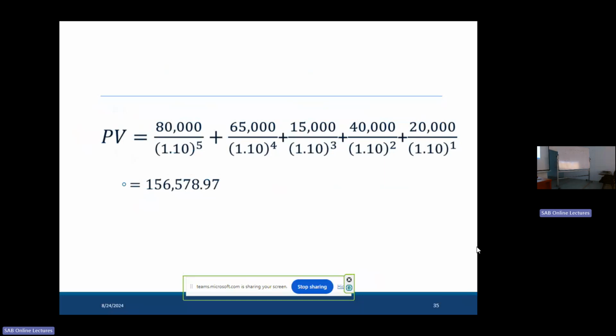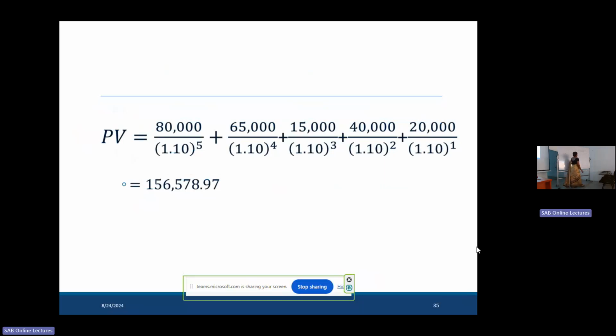So you can use either the present value or the future value. If you are using the present value, in the timeline you have to go forward. So you have to compound this value 3 times, for 3 years. The process is compounding: 156,578 times 1.1 to the power 3. So you can get the value here.